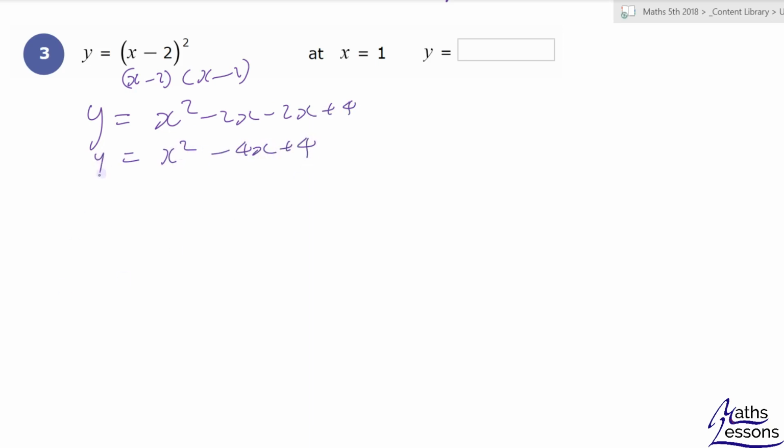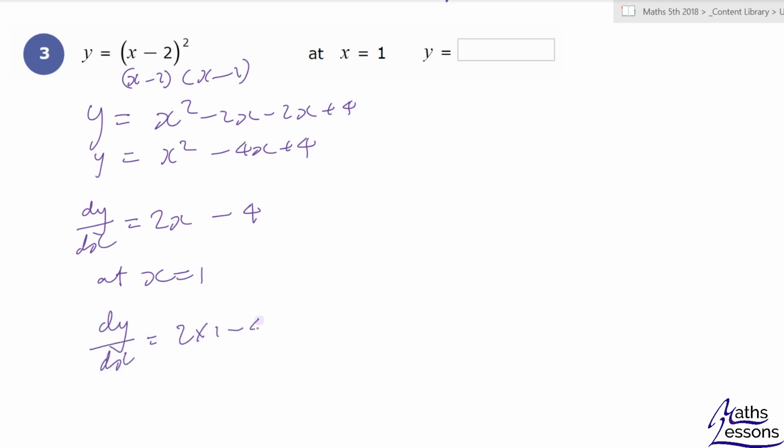And we get that. And then we differentiate. Remember, times by the power, take 1 off the power. So times by 2, take 1 off, gives me x to the 1. 4x will just go to minus 4. Any number that's added on doesn't affect the gradient, so we don't bother with that. At x equals 1, we have dy by dx equals 2 times 1 minus 4, which equals minus 2. So the gradient is equal to minus 2.